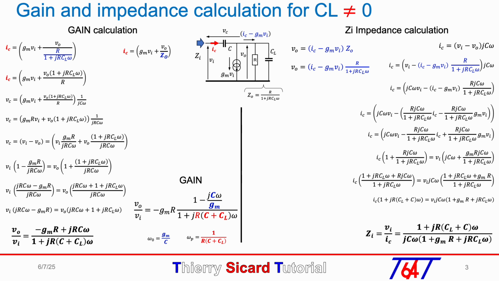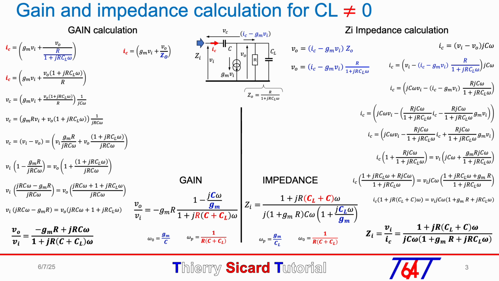The final change to the equation is to obtain the term 1 plus GMR times C as a factor. We also highlight the zero in red bold and the pole in dark blue bold. It is interesting to see the impedance and gain values as the angular frequency approaches 0 or infinity.